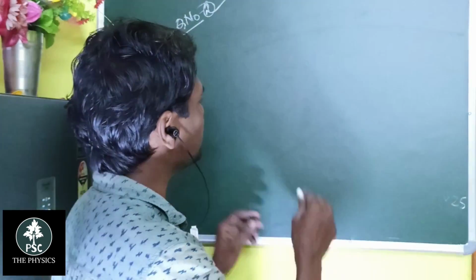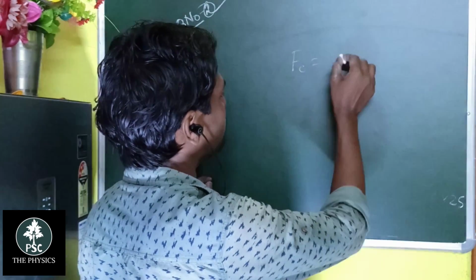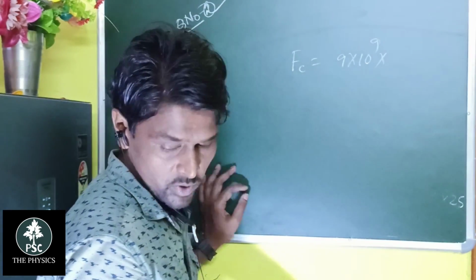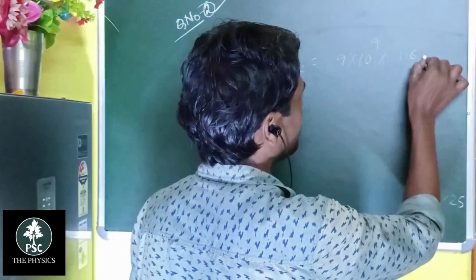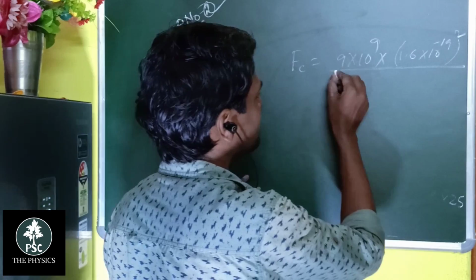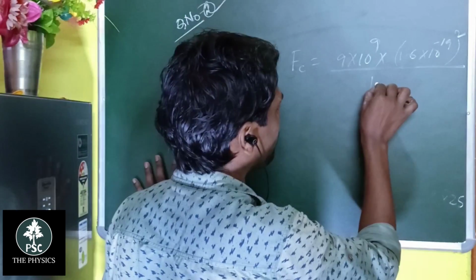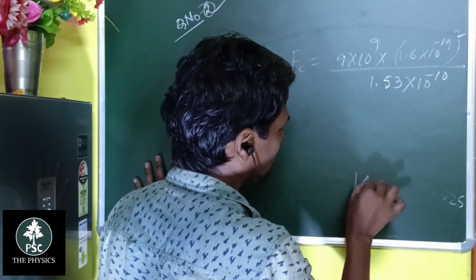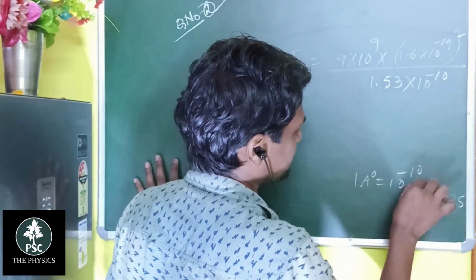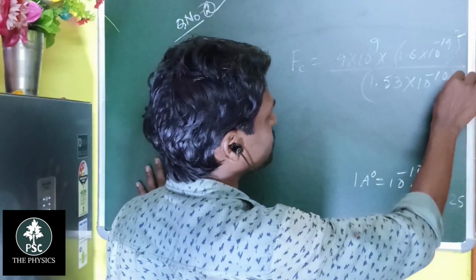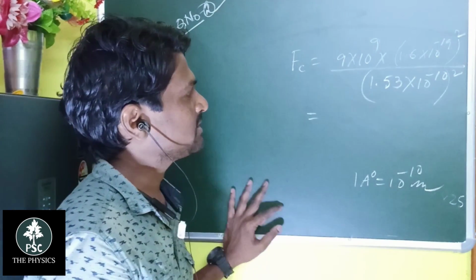Okay, so students, first of all you have to calculate the centripetal force, because the equation is given: 9 into 10 to the power 9 into q square. q is also given, so this is 1.6 into 10 to the power minus 19, squared, divided by r square. So r is 1.53 angstrom. Angstrom means 10 to the power minus 10, since 1 angstrom is equal to 10 to the power minus 10 meter. So this is r square. So this is the value of Fc, centripetal force.